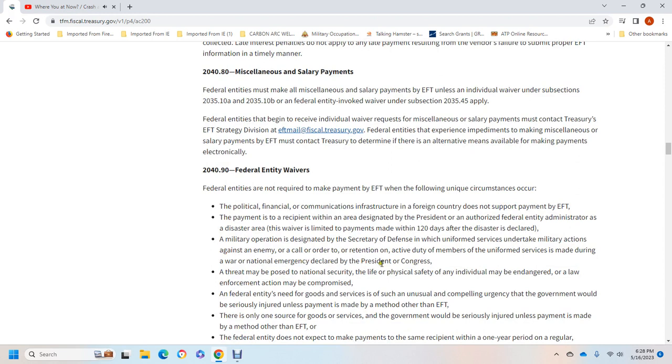the national emergency declared by the President or the Congress. The threat is imposed on national security, or the life or physical safety of the individual who is made in danger, or a law enforcement action may be compromised. The federal entity needs the services and there is an unusual compelling urgency, such that the government would be seriously injured if the payment is made by a method other than electronic fund transfer. There is only one source for the goods and services, and the government would be seriously injured if the payment is made by a method other than electronic fund transfer.